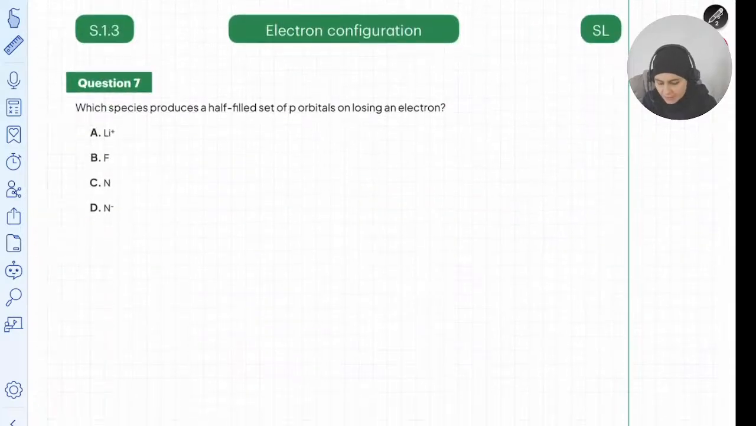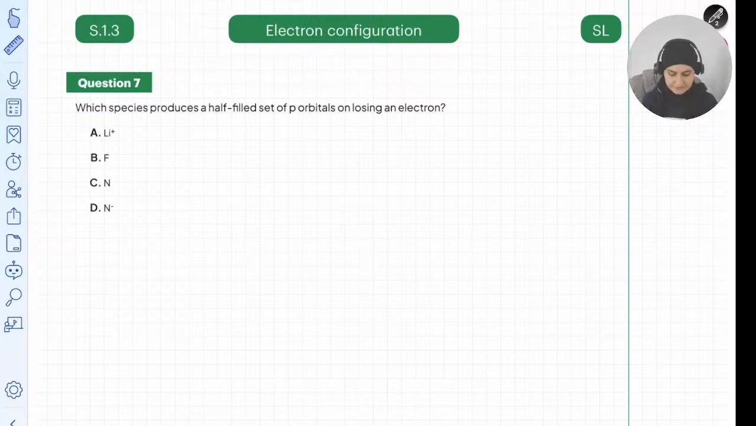Next question. Which species produce a half-filled set of p orbitals on losing an electron?